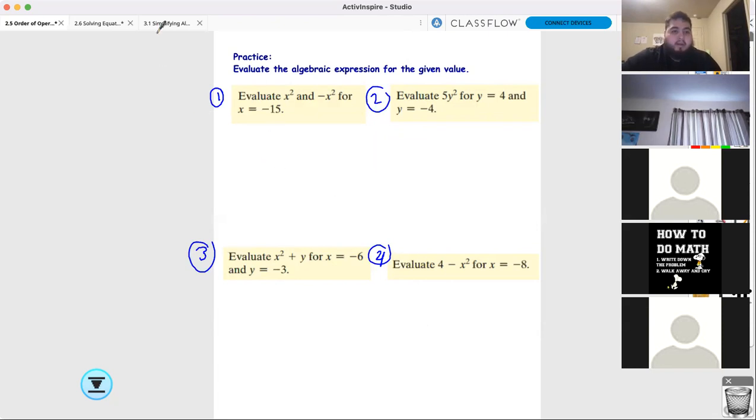We have some more water. I'll be back in a bit. I'll turn on my camera once I'm back.